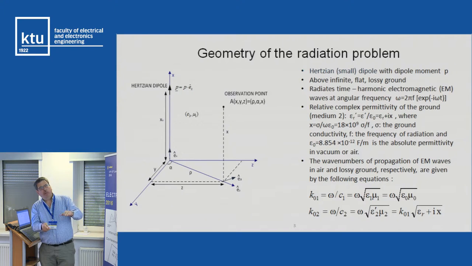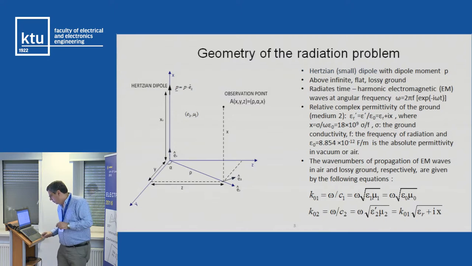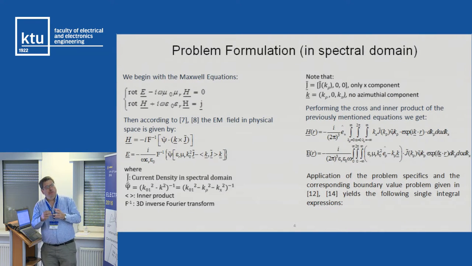We have the lossy ground with some losses in it. These are the losses of the ground, the conductivity, and this is the wave number in the air, this medium, and the wave number in the lossy medium, which is the ground, the terrain, where here are the losses. So, just to give you an idea of our work, we introduced, to our knowledge, a novel method in the spectral domain. To our knowledge, Professor Chew of the United States has done some similar work in the spectral domain, but it's different. And of course Sommerfeld did his work in the spatial domain, not spectral.